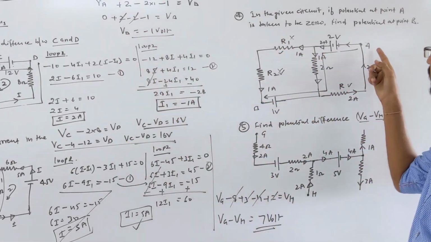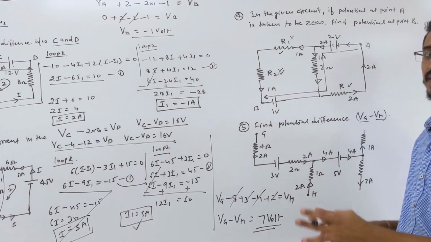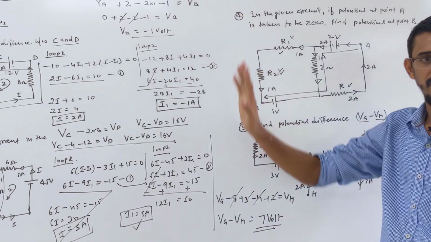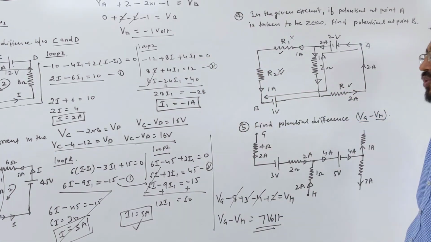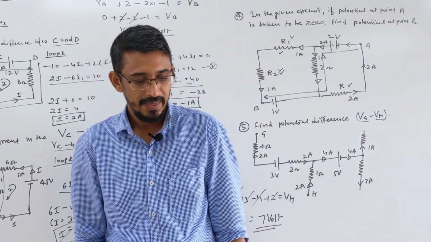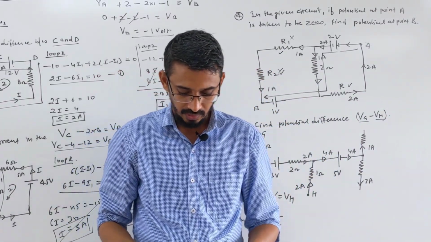I did not write this point A and B properly, but something similar was asked. So it may be like A here and B here, doesn't matter. Then the answer will be plus 1 volt. Okay, so we have done a lot of questions on this based on Kirchhoff's law. It's very simple. Okay, so you practice this today in exercise 1.